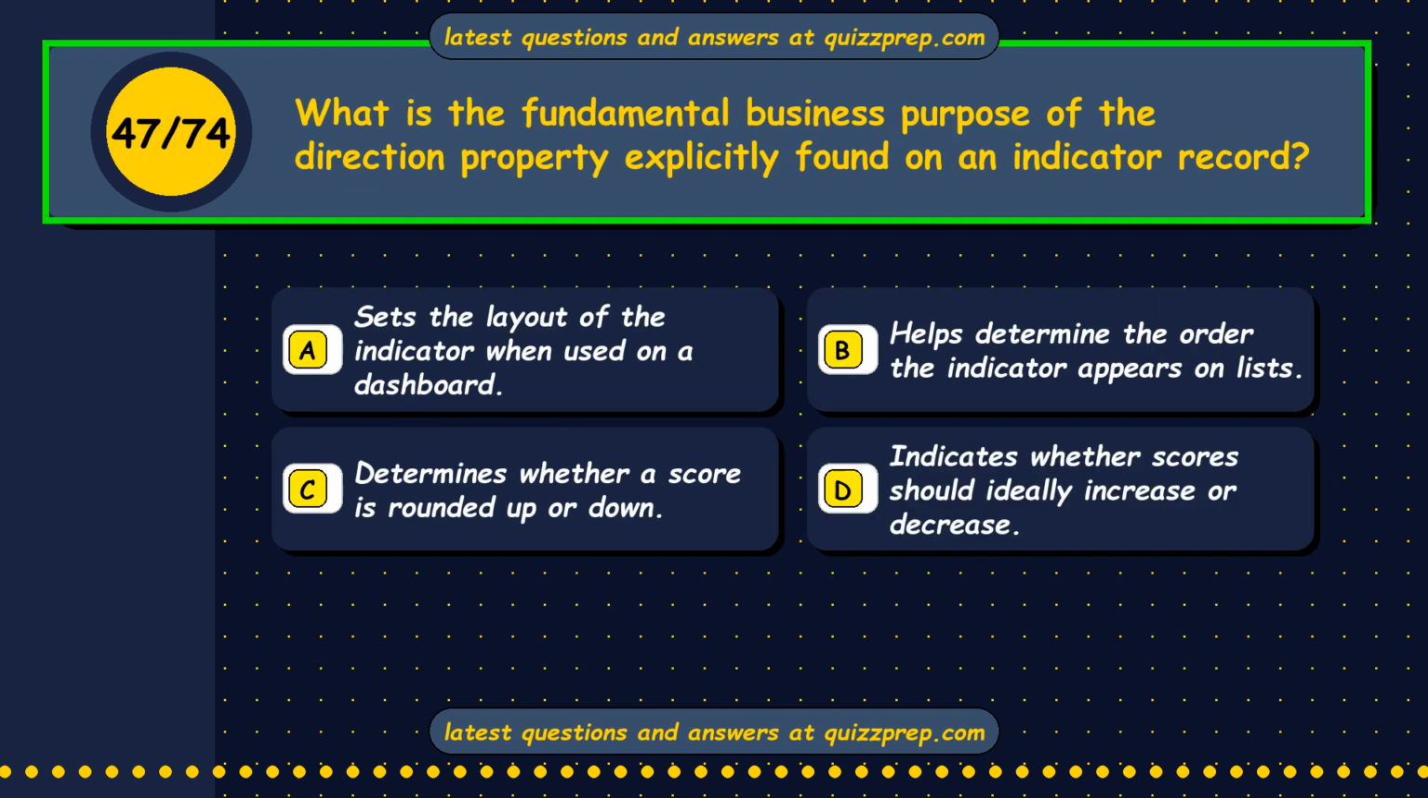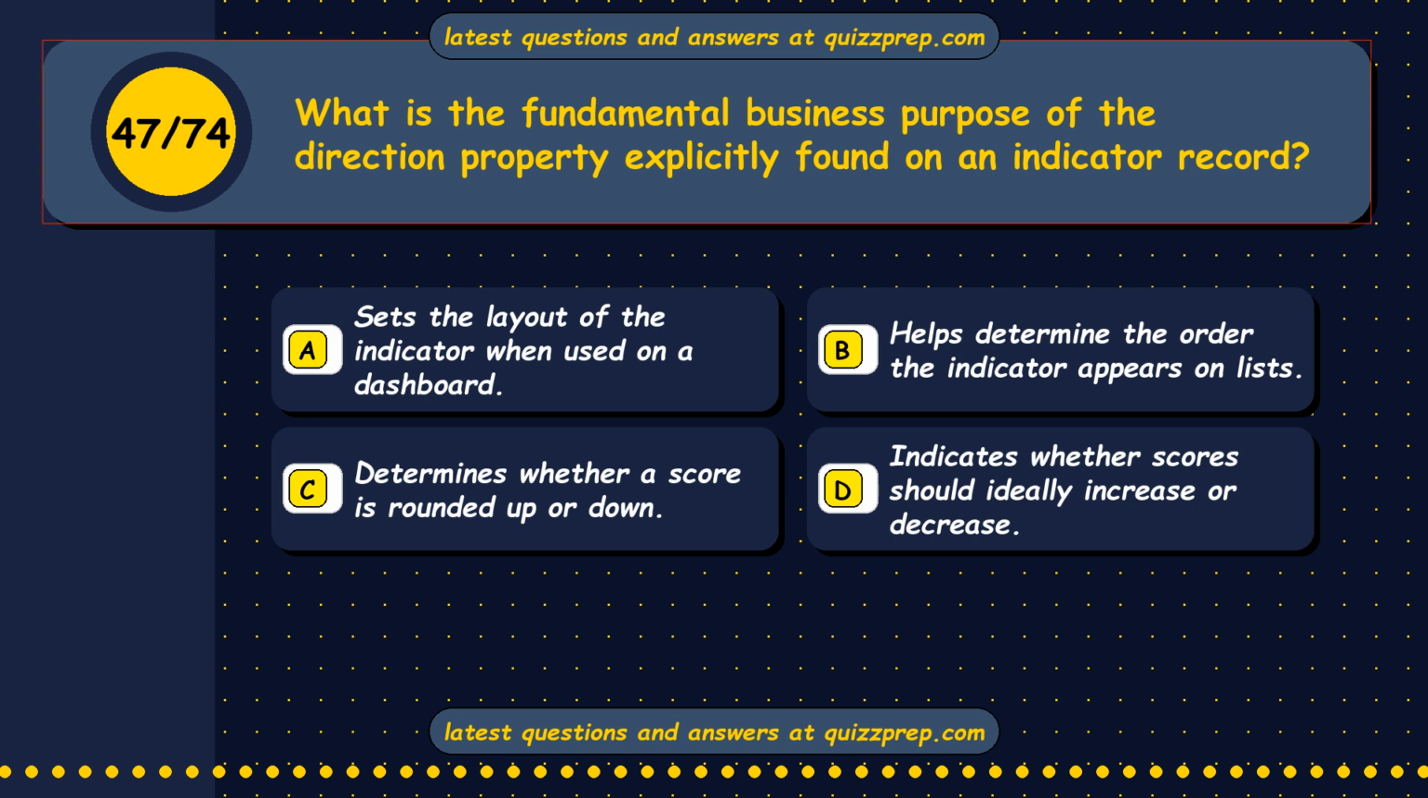Question 47. What is the business purpose of the direction property found on an indicator record? Option A. Sets the layout of the indicator when used on a dashboard. Option B. Helps determine the order the indicator appears on lists. Option C. Determines whether a score is rounded up or down. Option D. Indicates whether scores should ideally increase or decrease.